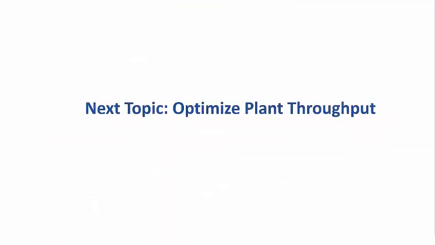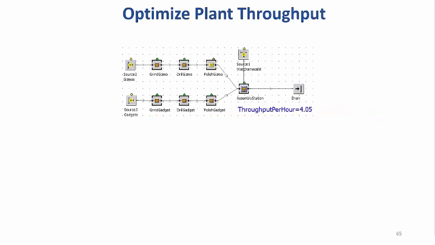Our next topic will show you how to optimize plant throughput. This is a model of a plant that grinds, drills, and polishes gizmo and gadget parts, then assembles them into a whatchamacallit product. Running the model for 30 days results in 4.05 jobs per hour. The goal is 5 jobs per hour.